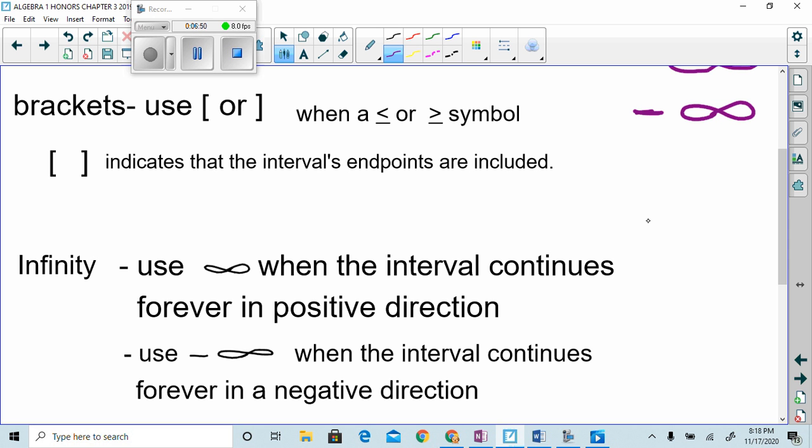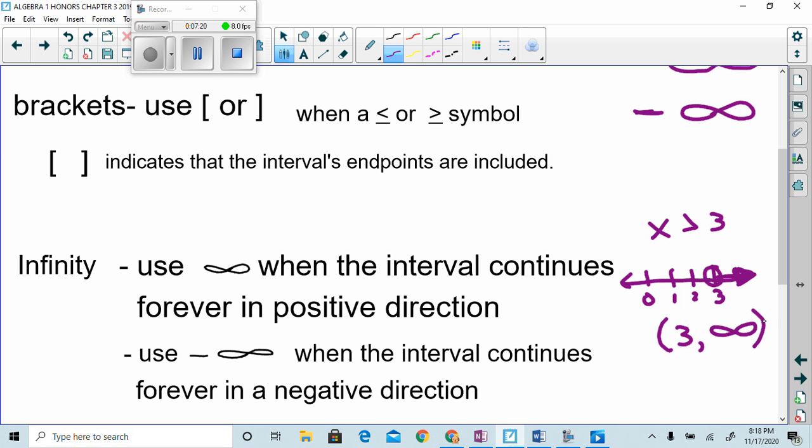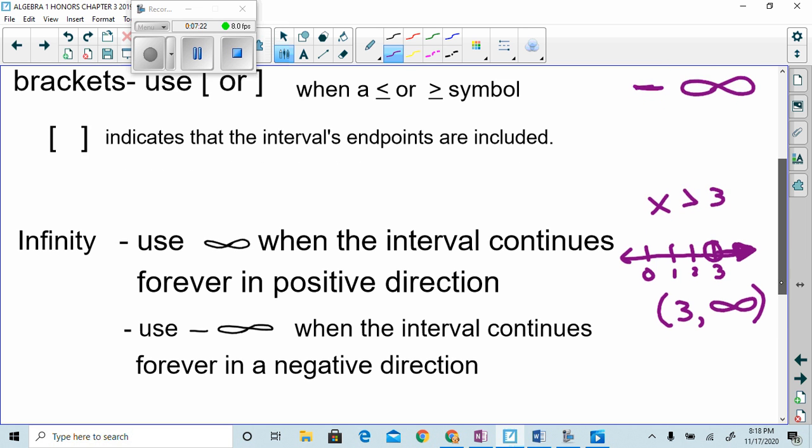What if I had x is greater than 3? If I decided to graph that on a number line, it would be an open circle and shading into positive infinity. How do I write that in the notation? Well, since it's a greater than symbol, it's a curve. So it's 3, that's the endpoint, and it goes into positive infinity, and there's our interval notation.